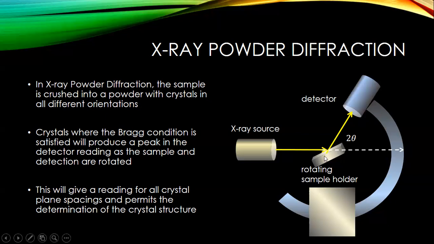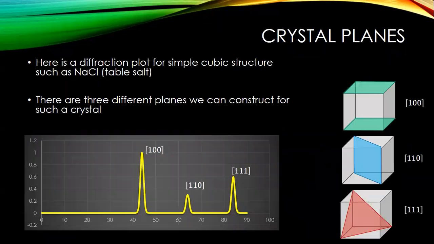The X-rays then impinge on the sample, and the sample is rotated some angle theta, while the detector is rotated some angle 2 theta. Whenever the Bragg condition is met, we will get a peak. One of the simplest crystals is the simple cubic structure. In this, we have a basic cubic structure. Sodium chloride, for instance, is a simple cubic.